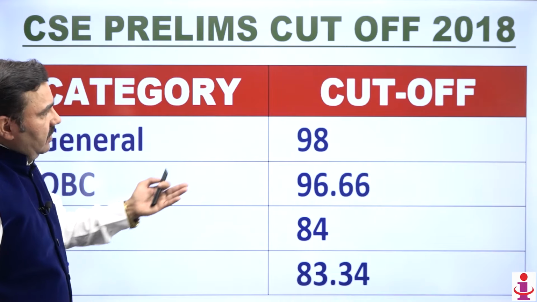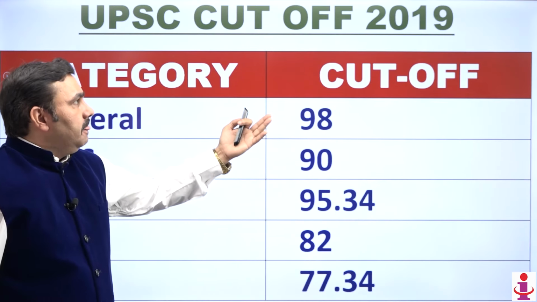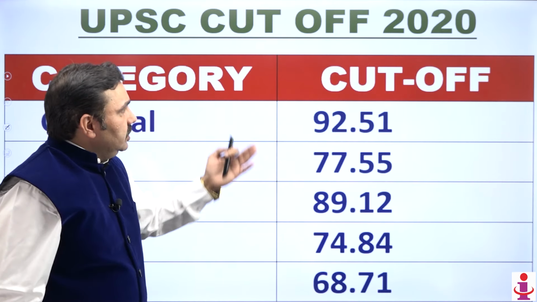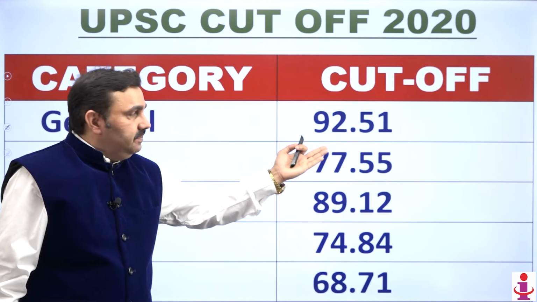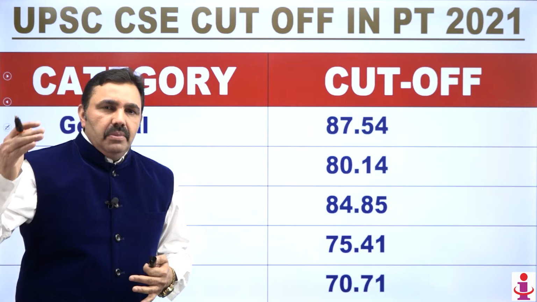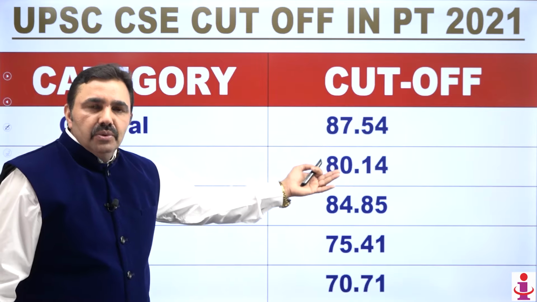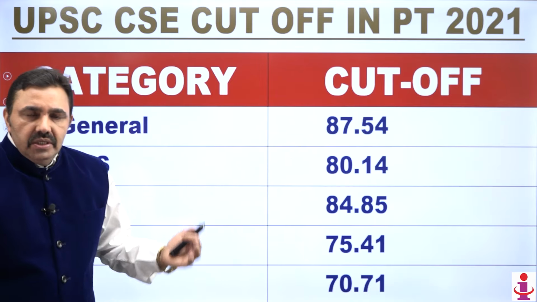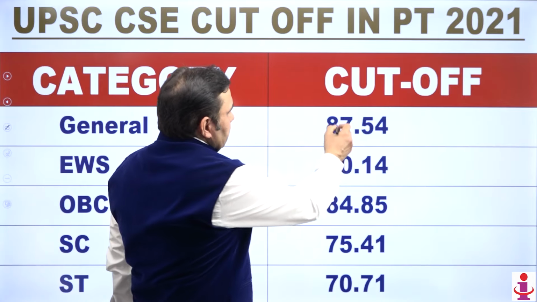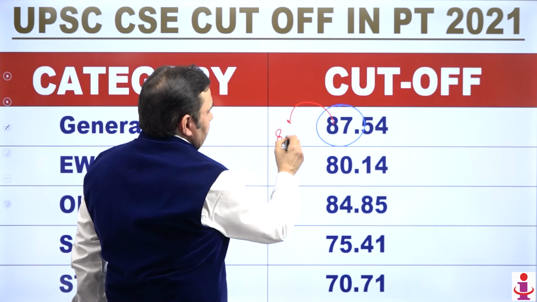If you see, the cutoff of the general category was 98 in the year 2018. And then the cutoff was again 98 in 2019. In 2020 the cutoff went down, 92.51. In 2021, last year, the cutoff went down further. Many were expecting that the cutoff would increase, but it went down significantly, from 92.5 to 87.54, so almost 5 marks down. So this year the paper was not easy, and this 87, I believe, will be somewhere around 85.